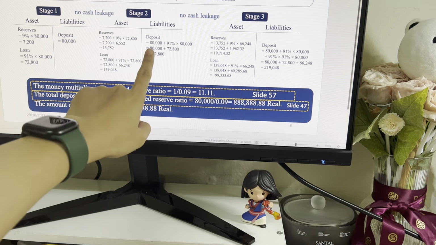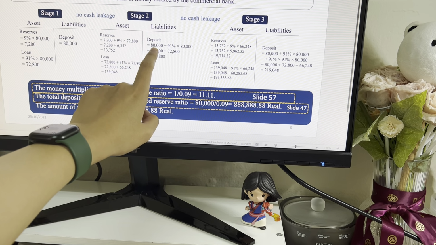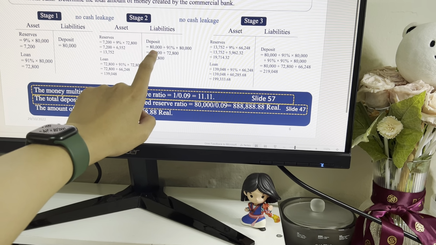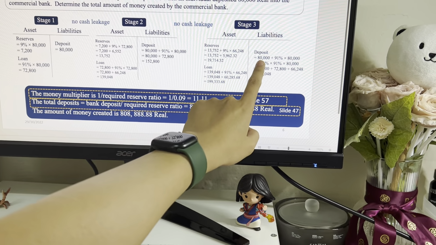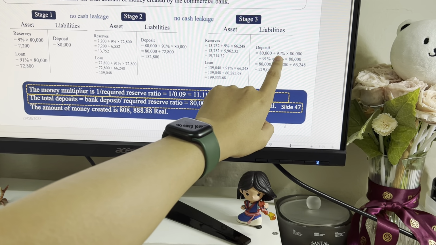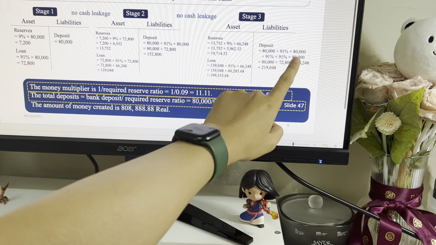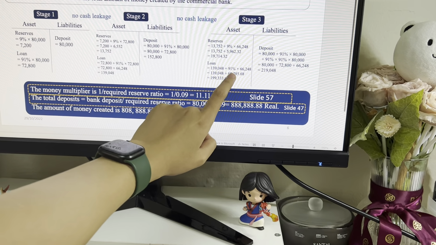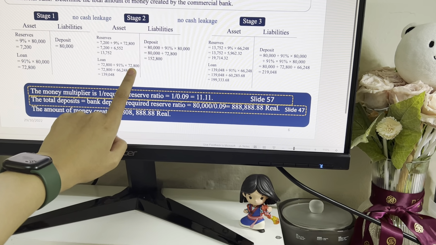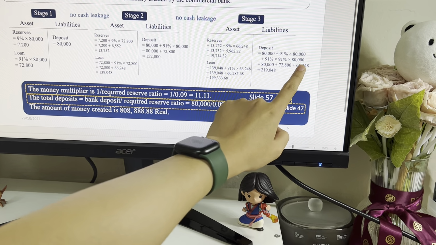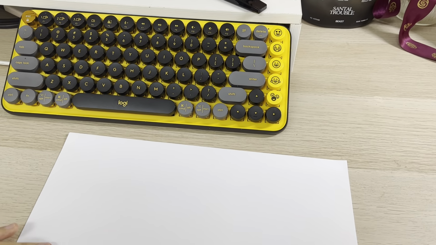So we can see, for example, in stage 2, the initial deposit is 80,000. Then we plus 91% of 80,000, right? In stage 3, it's the initial 80,000 plus 91% of 80,000, then plus 91% of this 91% of 80,000, right? It's got from here. It's 91% of 91% of 80,000. So it's here. Then we can see in stage 4, what should be the deposit?